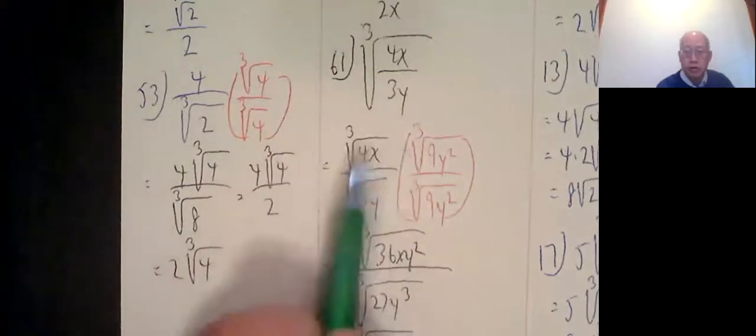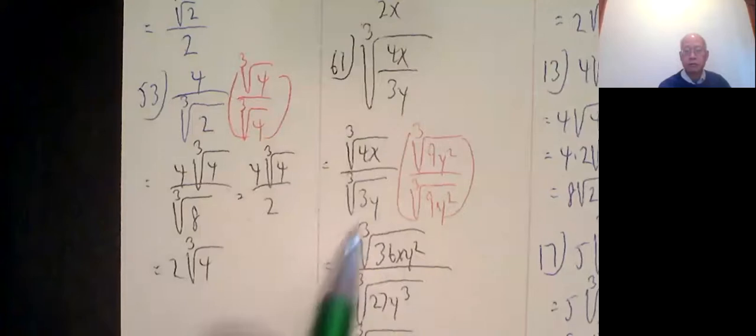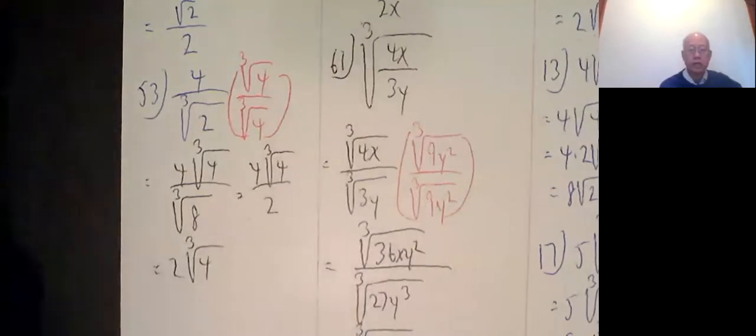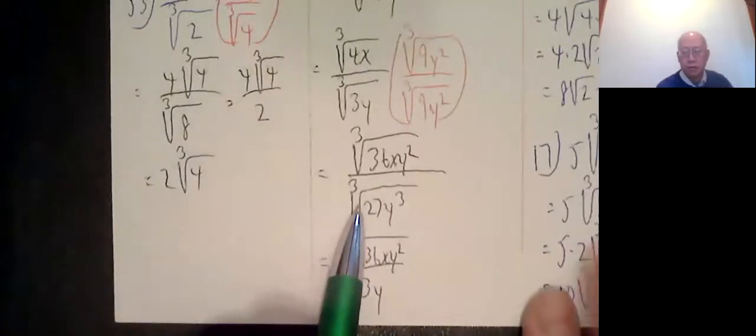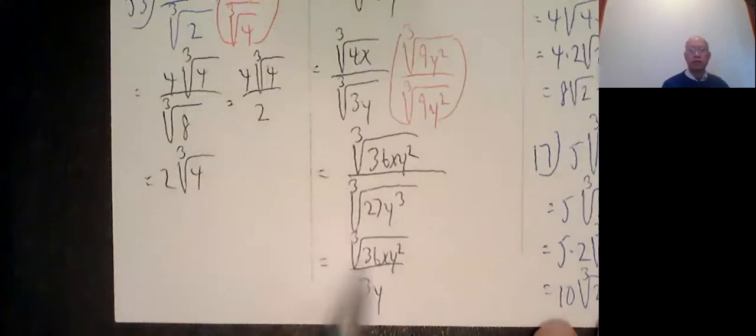And these are both cube roots, so you can combine them. 4 times 9 is 36, xy squared. The bottom is 3 times 9 is 27, y times y squared, y cubed. This is a perfect cube because I made it that way. I forced it to be a perfect cube. So the cube root of 27y cubed is just 3y. So here's my final answer.